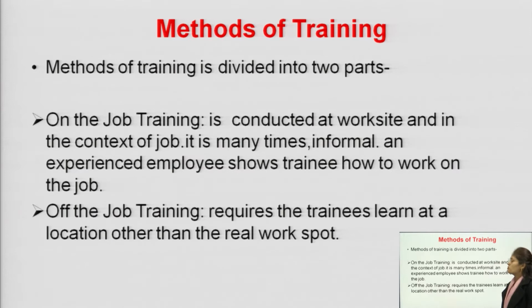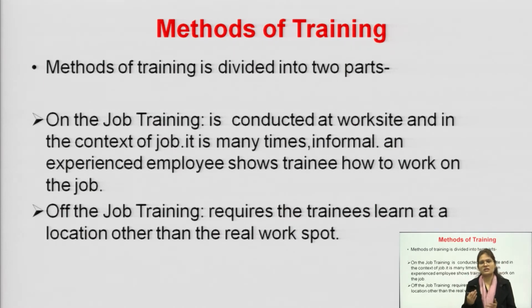Methods of training are divided into two parts: on the job training and off the job training. On the job training is training which is usually conducted at the actual workplace of the employees. Off the job training is where the trainee learns at a location other than their real work spot. Normally the trainee learns things apart from their actual workplace.